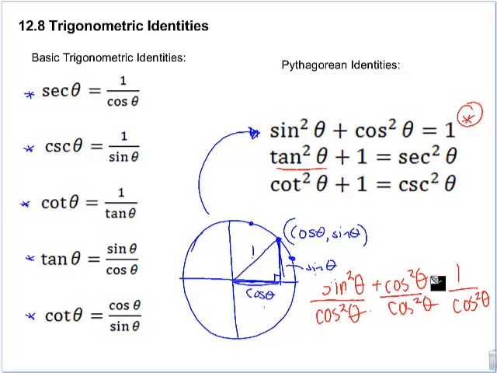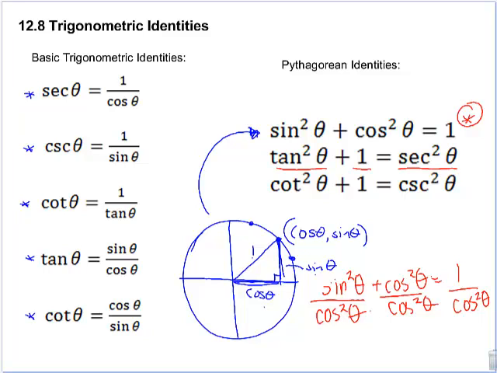Okay. Cosine squared over cosine squared, what would that simplify down to? Well, they're the exact same, so it would just simplify down to 1, so plus 1. Equals 1 over cosine squared. Well, which one's the reciprocal of cosine? Secant, so equals secant squared. So the second Pythagorean identity followed from our original just by dividing everything by cosine squared.